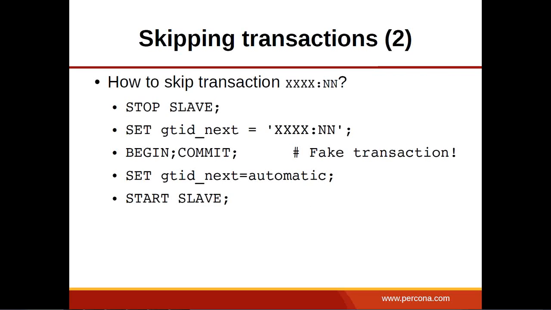So how do you actually do this? If you want to skip transaction XXX:NN, first stop replication, so STOP SLAVE. Then you have to set GTID_NEXT with the GTID of the transaction you want to skip. And then you'll have to run BEGIN; COMMIT. So this is where the fake transaction is. So it's an empty transaction. Then you set GTID_NEXT equals AUTOMATIC, and then you restart the slave. And this is how you can safely skip a transaction.